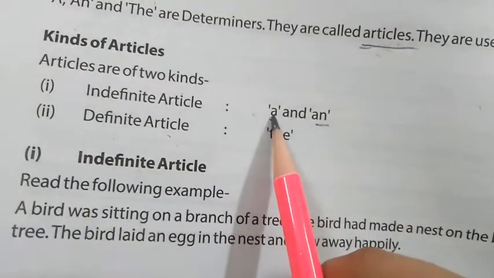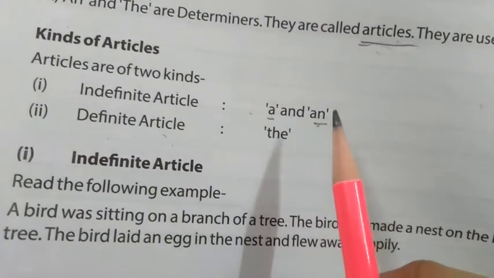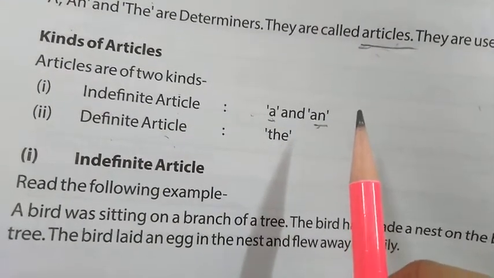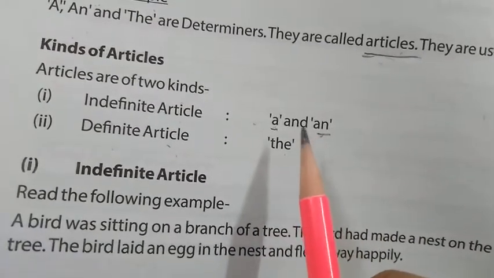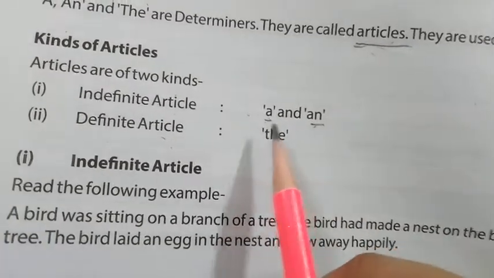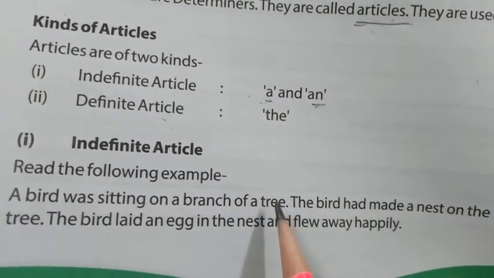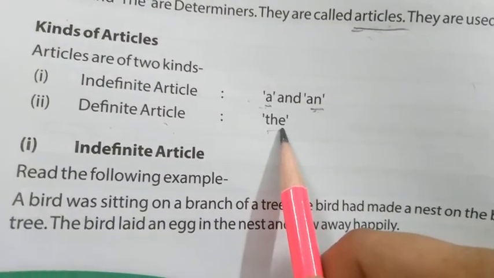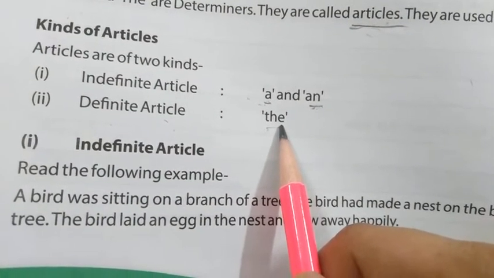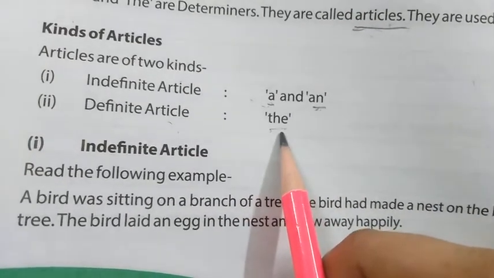So where do we use a and an? When we are not sure about whom or about which person or thing we are speaking of. Okay, in such a scenario we use a and an. And when do we use a and when do we use an? We will discuss this. And where do we use the? When we are talking about any particular or any specific person, place or thing. In such situations we use the.